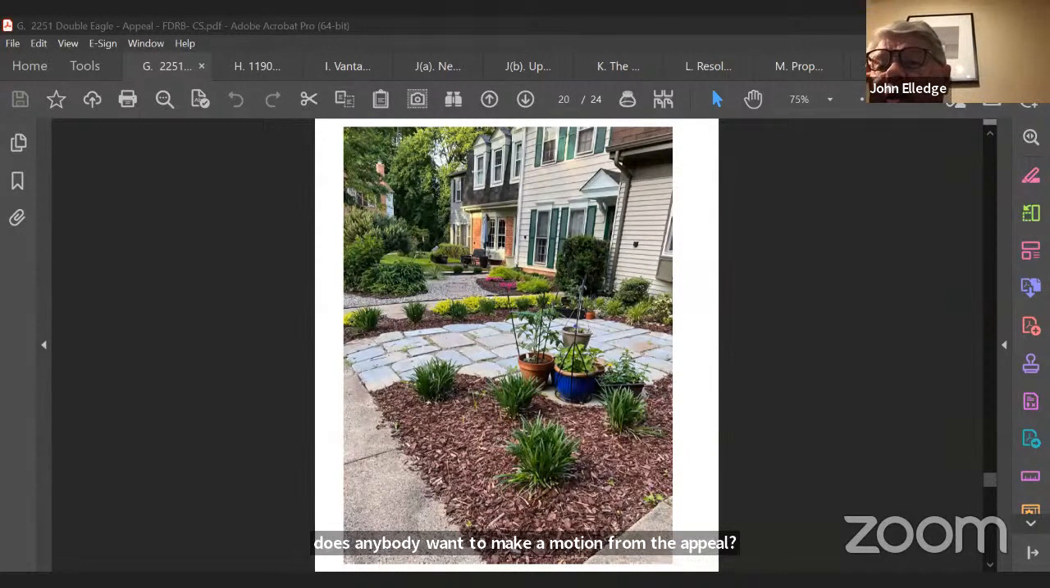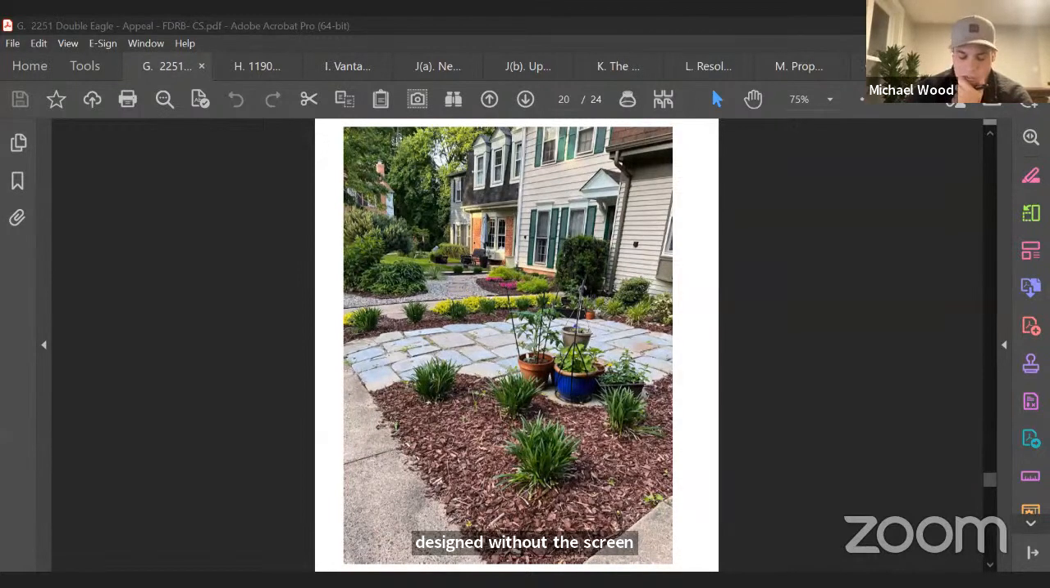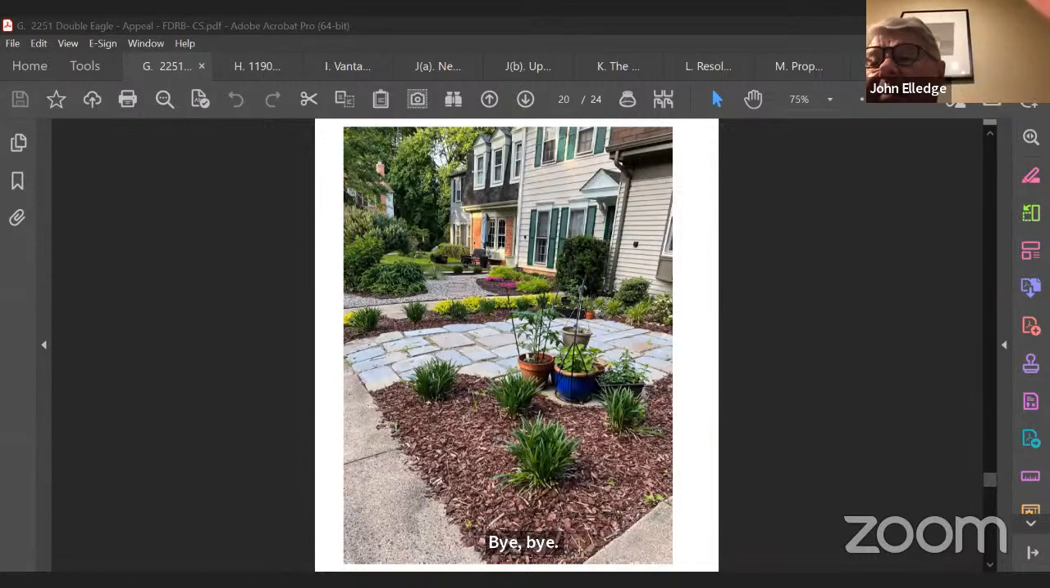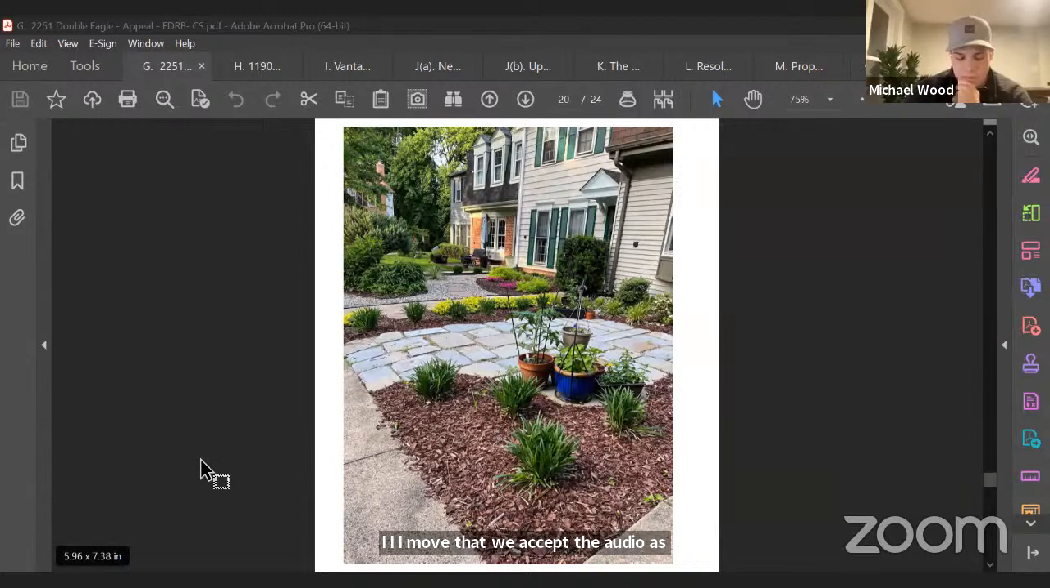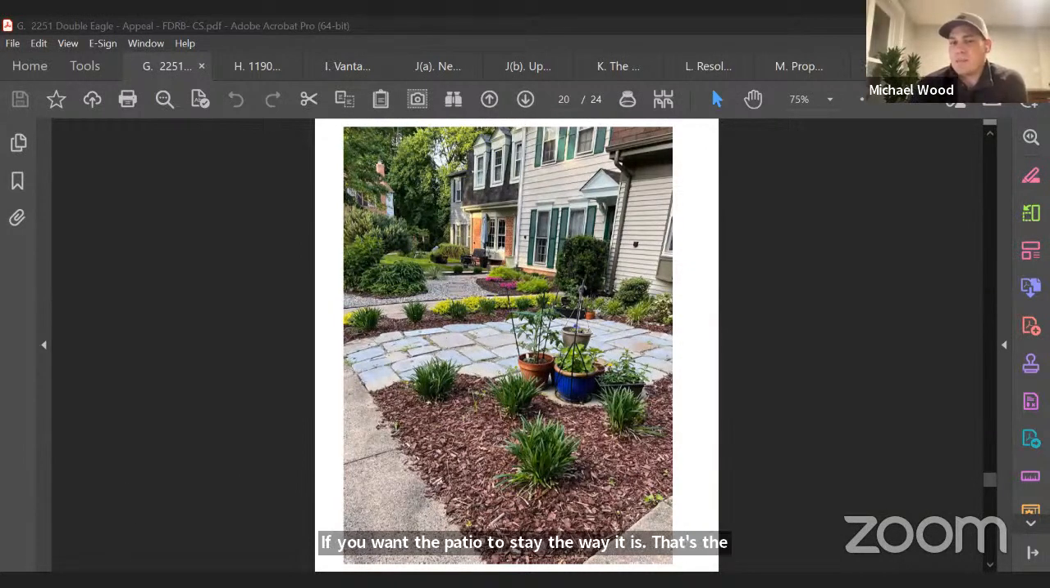I'll make a motion that we accept the patio as it's been designed without the screen. All right. So just to clarify, John, you'll have to make a motion to deny the appeal. I move that we accept the patio as installed without the screen. Since we're on the appeal part of this, you would just have to motion to deny the appeal. If you want the patio to stay the way it is, that's the original decision letter: the patio the way it is with no screening.